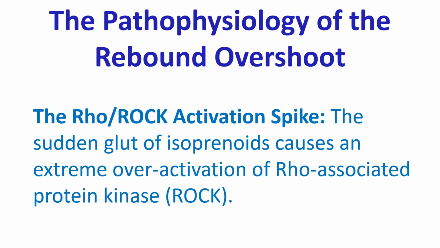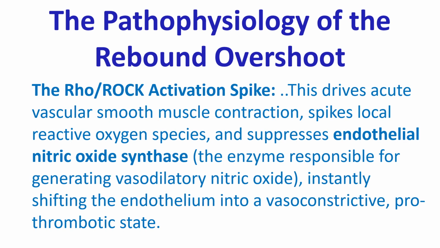The sudden glut of isoprenoids causes an extreme overactivation of the Rho-associated protein kinase. This drives acute vascular smooth muscle contraction, spikes local reactive oxygen species, and suppresses endothelial nitric oxide synthase, the enzyme responsible for generating vasodilatory nitric oxide, instantly shifting the endothelium into a vasoconstrictive prothrombotic state.